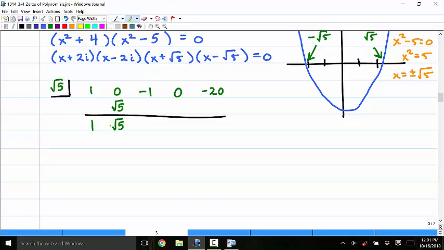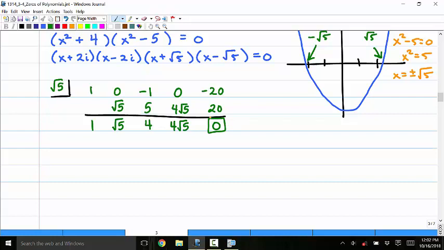Now what is root 5 times root 5? 5. Negative 1 plus 5 is 4. 4 times root 5? 4 root 5. 0 plus 4 root 5. Okay, now you've got to do 4 root 5 times root 5. 4 times 5 is 20. Negative 20 plus 20 is 0. Okay, root 5 was a 0.